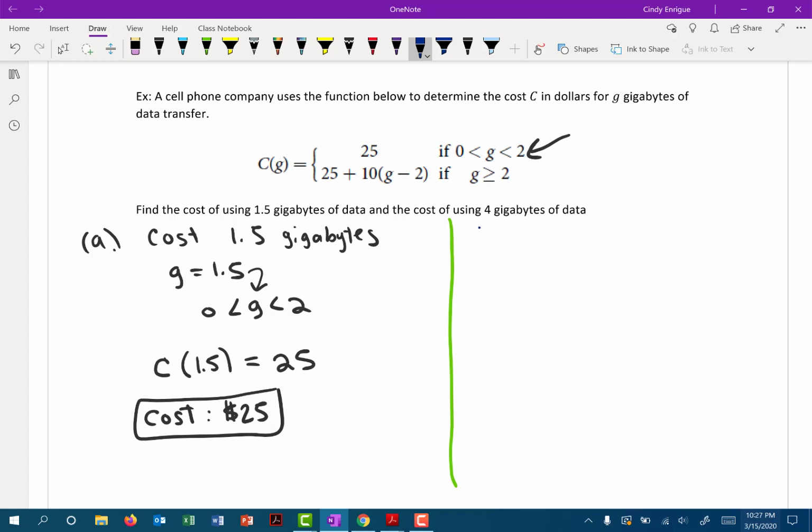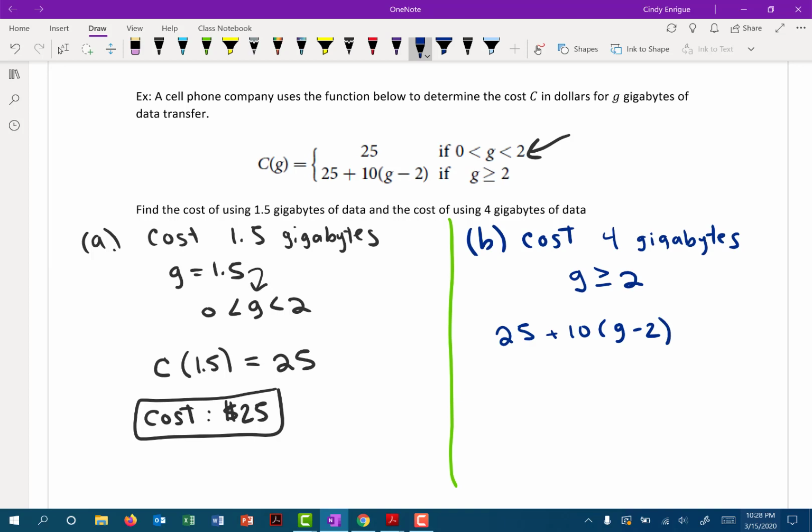Now for part B, it tells me to find the cost using 4 gigabytes. So now my cost is going to be calculated using 4 gigabytes. Using that 4 gigabytes, I'm thinking, okay, well, that 4 definitely fails the criteria for the first part. 4 is definitely greater than or equal to 2. Since 4 is greater than or equal to 2, then I have to use that definition, 25 plus 10 times G minus 2. That's going to represent my cost.